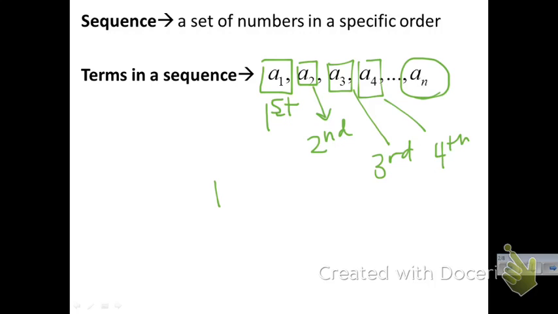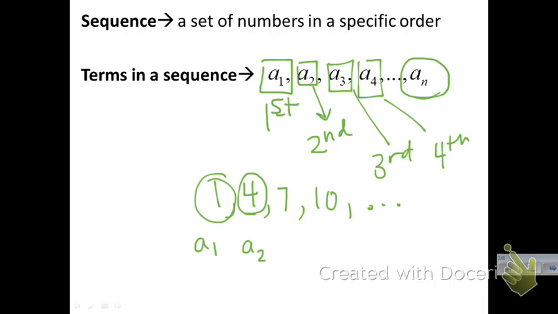So if I gave you a sequence that was 1, 4, 7, 10, and so on, then 1 would be known as a sub 1, or your first term. 4 would be known as a sub 2, or your second term. 7 would be known as a sub 3, or your third term, and 10 would be known as a sub 4, or your fourth term, and so on.